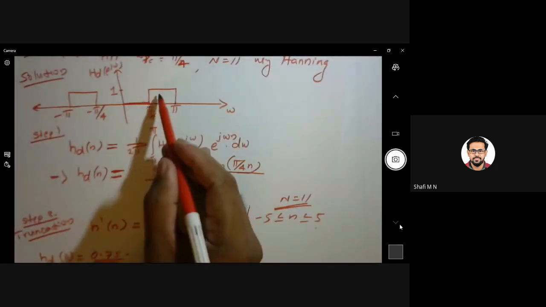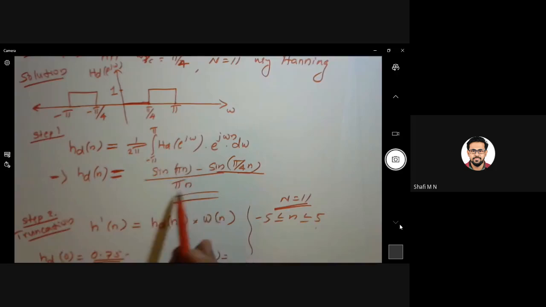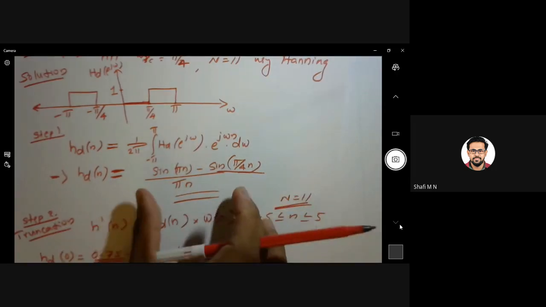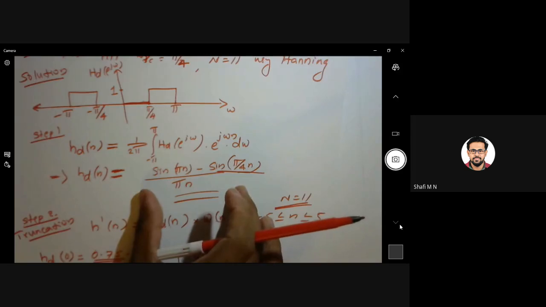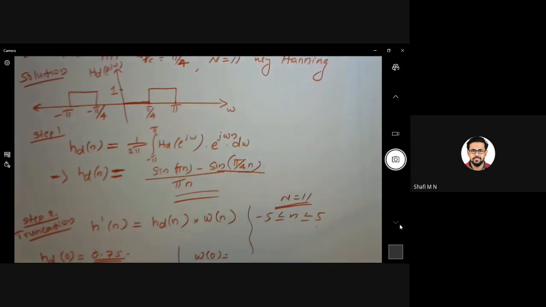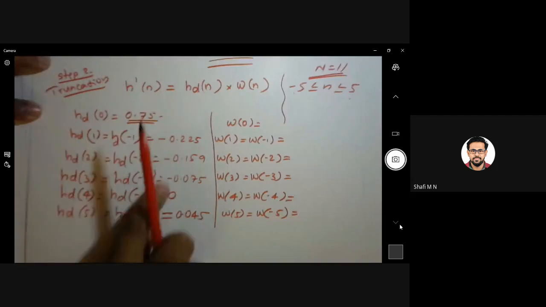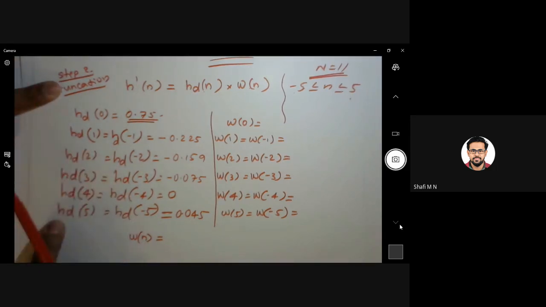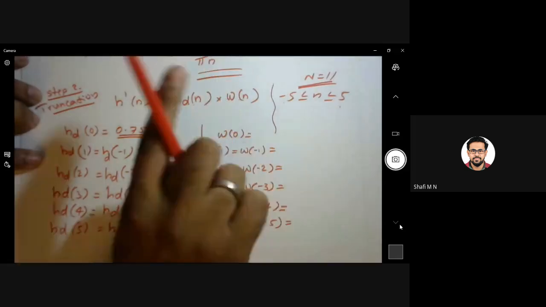This was the desired response. You take the inverse Fourier series, you get hd of n. This has infinite terms. You truncate it to a finite number. So to do that, this is truncation: minus 5 to 5, truncate. The problem is, what will be the window you are using over here? Just direct copy means you are multiplying with a window value equal to 1. Rectangular window, you see that this is exactly the same because w of n value is 1.